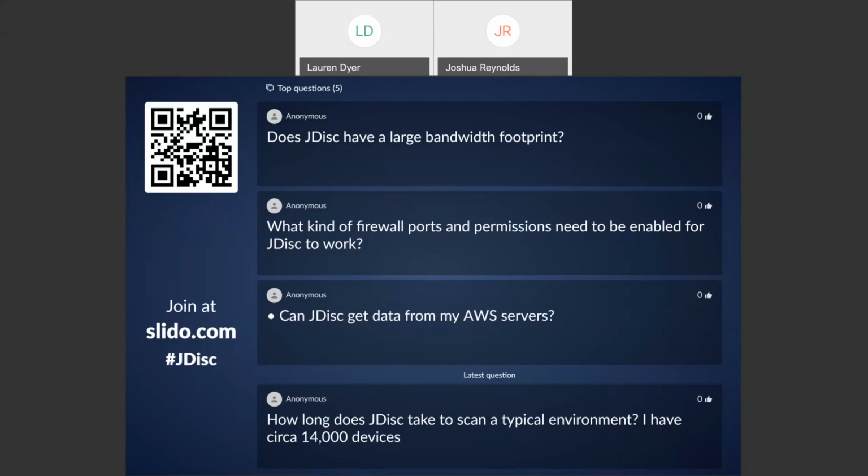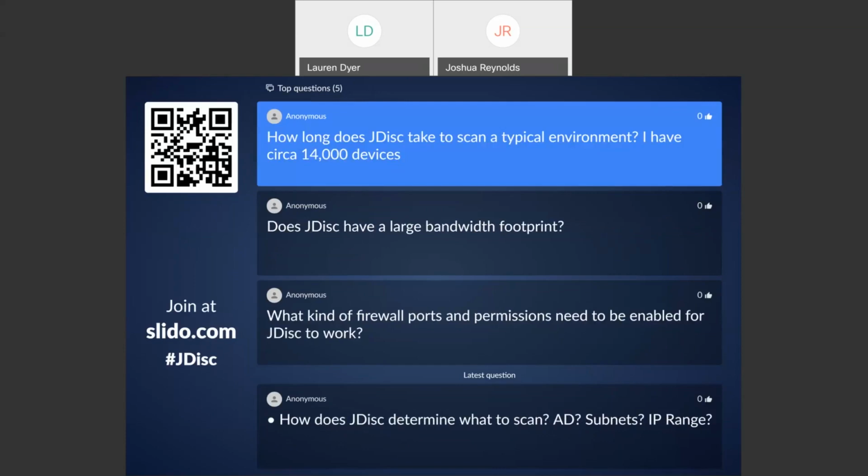But for clarity, if it's not on the network now but it will be, JDisc will wait and check in every once in a while until it finds it. If it's never going to be on the network, of course, JDisc is not going to be able to interrogate the device because it's just not present. I hope that answers the question. And again, if you are writing questions, and I didn't clarify that enough, feel free to go into Slido and reiterate the question or ask for clarification. It'll show up at the bottom and we'll get back to it.